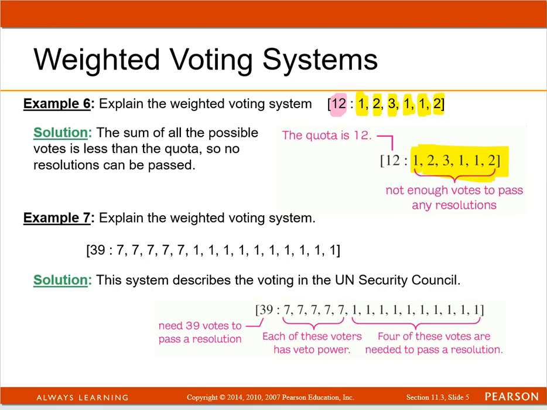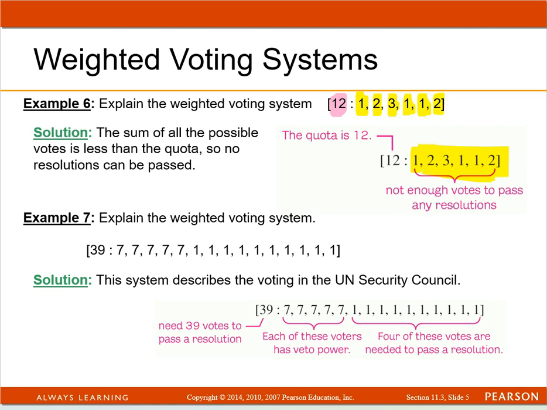5, 6, 7, 8, 10. It only adds up to 10. So they don't have enough votes to get anything passed. So I think it's a trick question. I mean, who would set something up like that where you need 12 votes, but you don't have enough votes to make it happen? That just seems crazy.